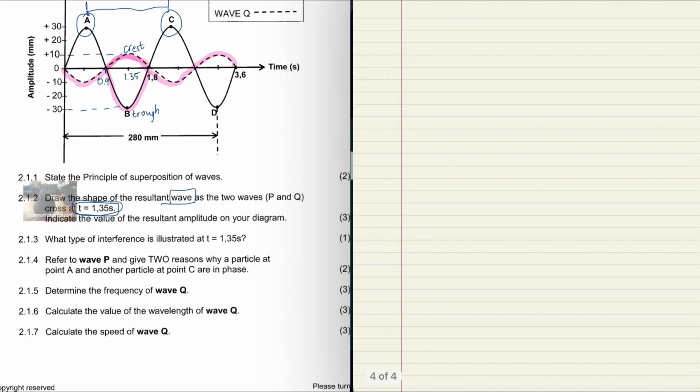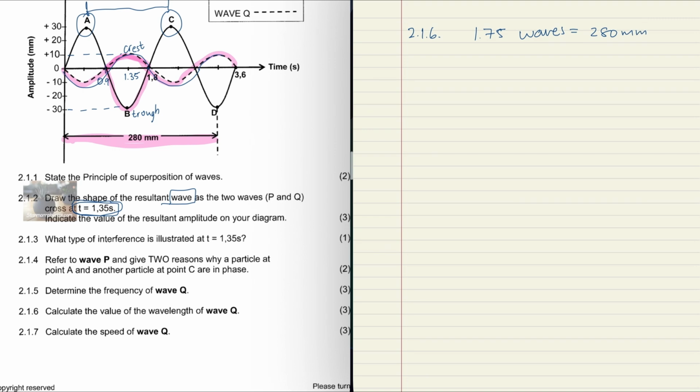Question 2.1.6, calculate the value of the wavelength of Q. So wavelength is the distance between two consecutive points in phase. Now we don't actually have the distance between two points in phase. We have this distance here, 280 millimeters. So what is that measuring? That's one wave, that's half a wave, and that's a quarter. So it's measuring 1.75 or 1 3/4 waves. So 1 3/4 waves is 280 millimeters.